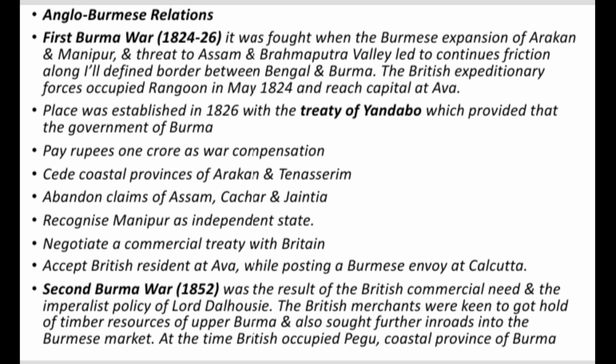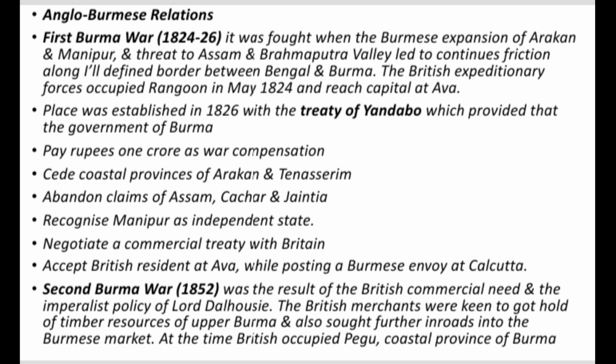And peace was established in 1826 with the Treaty of Yandabo, with the provision that the government of Burma pay rupees 1 crore as war compensation, cede its coastal provinces of Arakan and Tenasserim, abandon claims on Assam, Cachar and Jaintia, recognize Manipur as an independent state, negotiate a commercial treaty with Britain, and accept a British resident at Ava while posting a Burmese envoy at Calcutta.